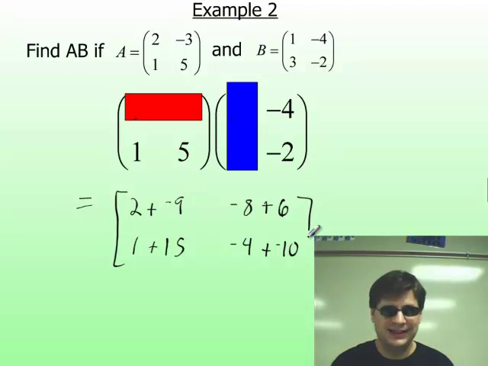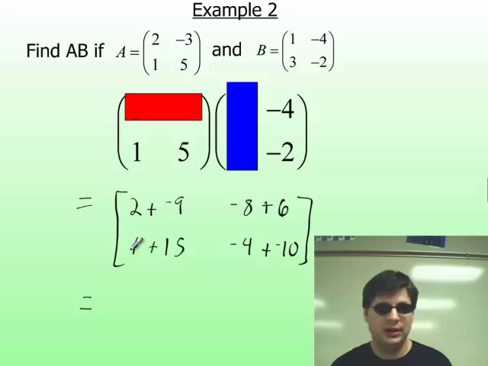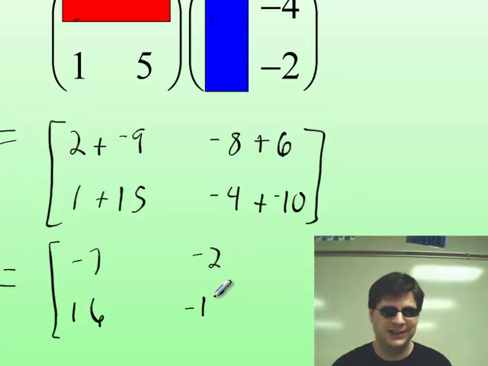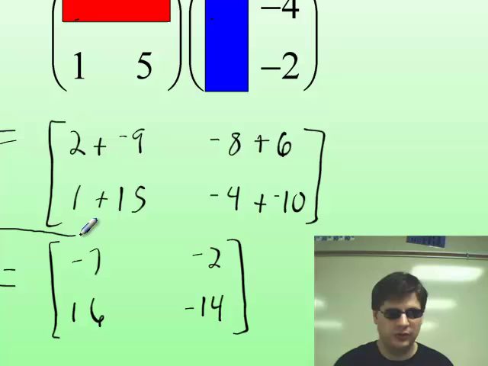All right, that was the hard part. Now we just simplify each element in our product matrix. So 2 plus negative 9 gives us negative 7. 1 plus 15 gives us 16. Negative 8 plus 6 gives us negative 2. And then negative 4 plus negative 10 gives us negative 14. And here is our product.